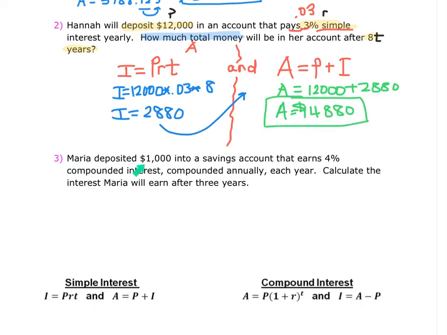Number 3, Maria deposited $1,000 into a savings account that earns 4% compounded interest, compounded annually each year. Calculate the interest Maria will earn after 3 years. On this question, it says calculate the interest, so it's asking for the I, and it's a compound question. She deposited 1,000, so that's my P. We have the 4%, move the decimal 2 places, that's going to be 0.04, that's the rate. And then I don't see another number, but it does say 3 years, so that's your time. Be careful on that since they put it in word form.